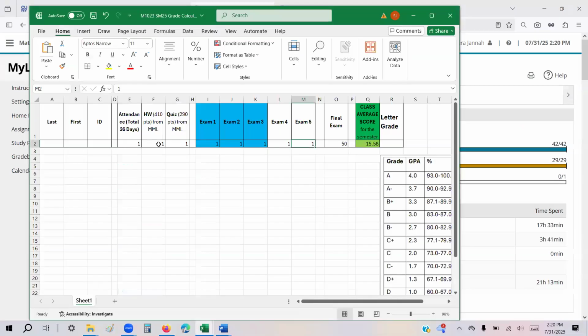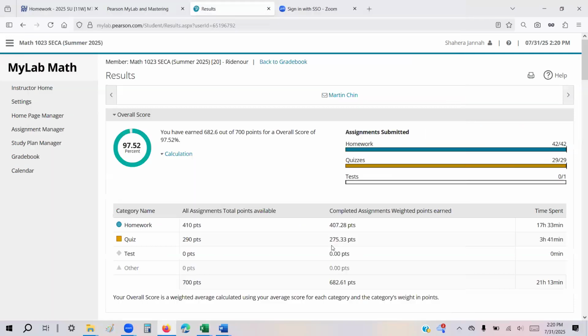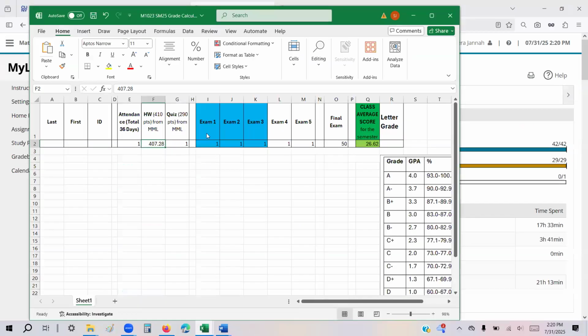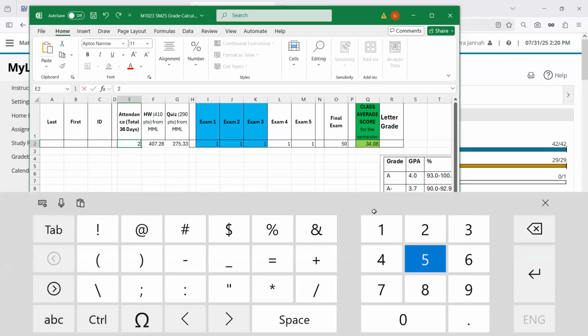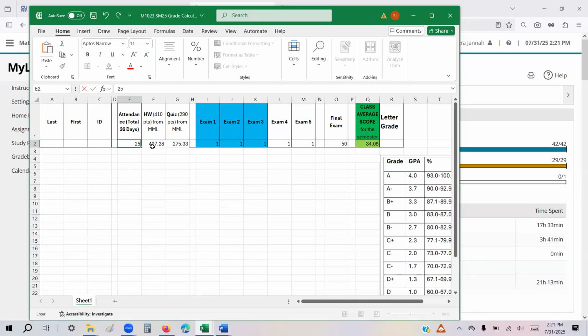So your MyMathLab is this and this. Your attendance, student absent, right? He wasn't absent any day. So for now, I have 24 lecture days, and you're here now, so it's 25. Besides PLTL, okay? I'm going to count PLTL later. And then the exams.